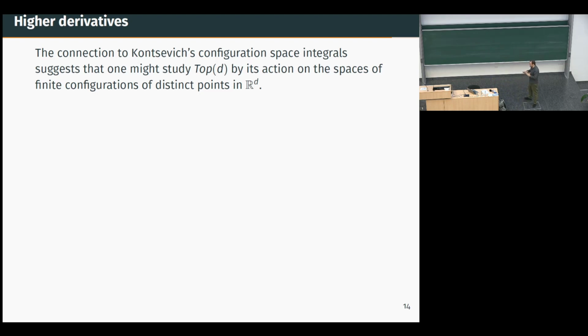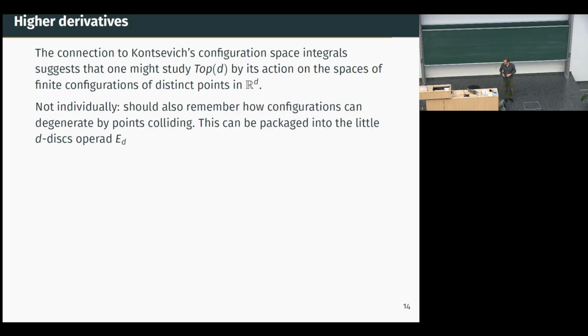And a convenient way to encode this data of all configuration spaces and all ways points can collide is in the so-called little disks operad. It's an object called ED. Again, it has a simple name, which means it must be a complicated object. And homeomorphisms will act on this object, roughly by the way that I just described. They act on all configuration spaces, and they preserve what it means to collide, and so they act on this object. So you can try to use this as some kind of approximation to homeomorphisms: automorphisms of this very complicated object.